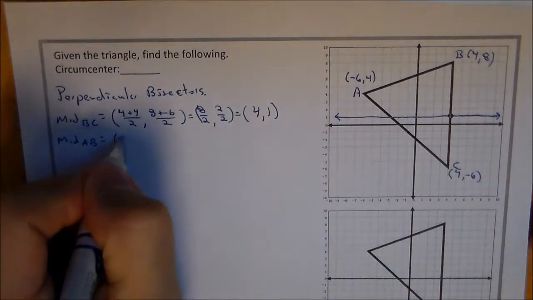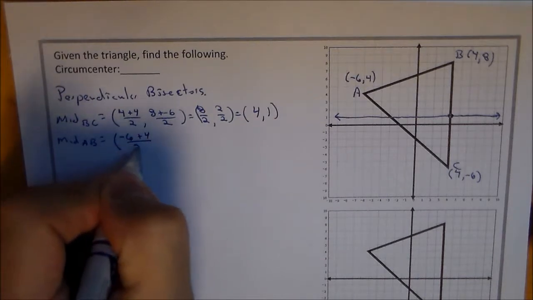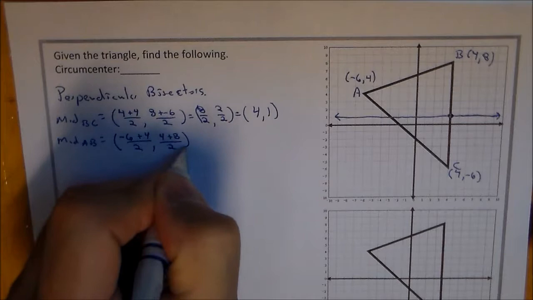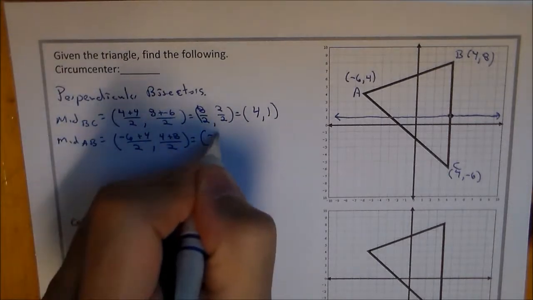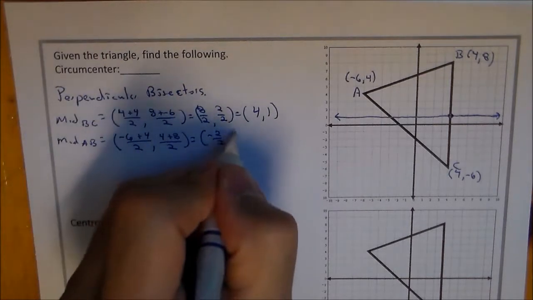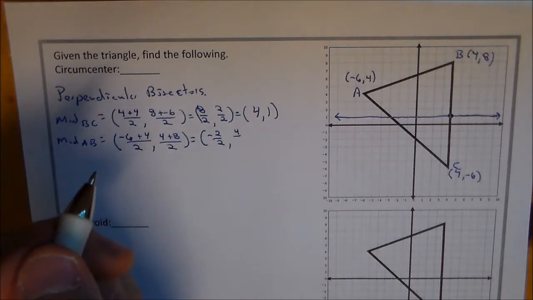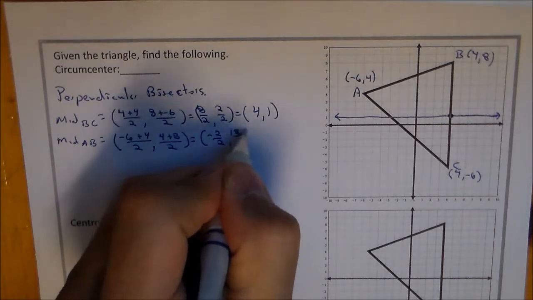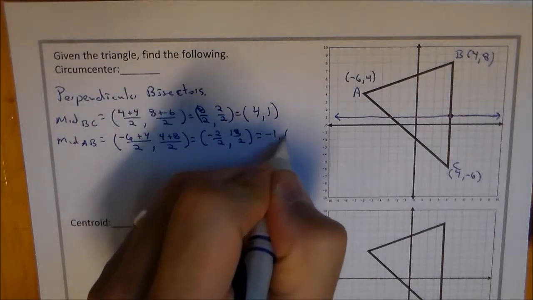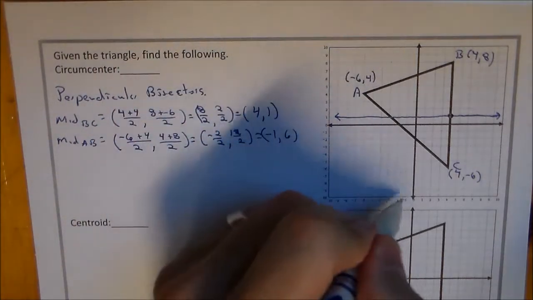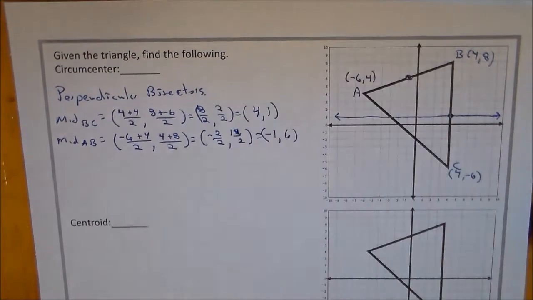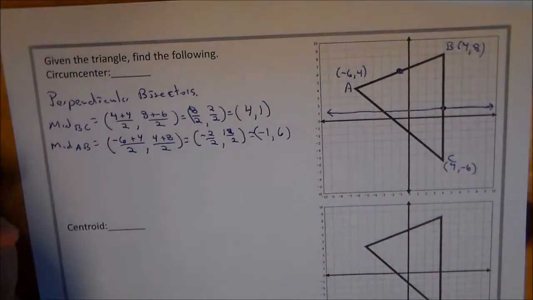So the midpoints, we're going to go -6 plus 4 over 2, those are x values, and 4 plus 8 over 2 is our y values. We get -2 over 2, and 12 over 2. So we get -1, 6 as our coordinate. And if we look on the graph, -1, 6 is actually where they meet. Now we need to do the perpendicular from that.